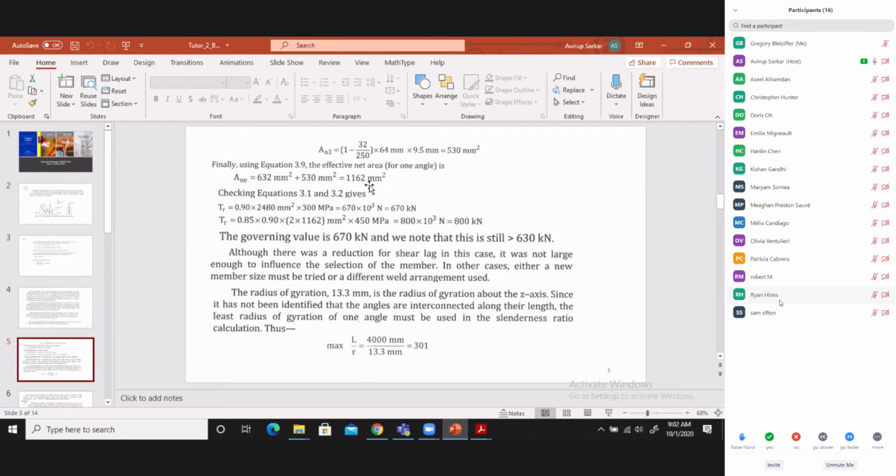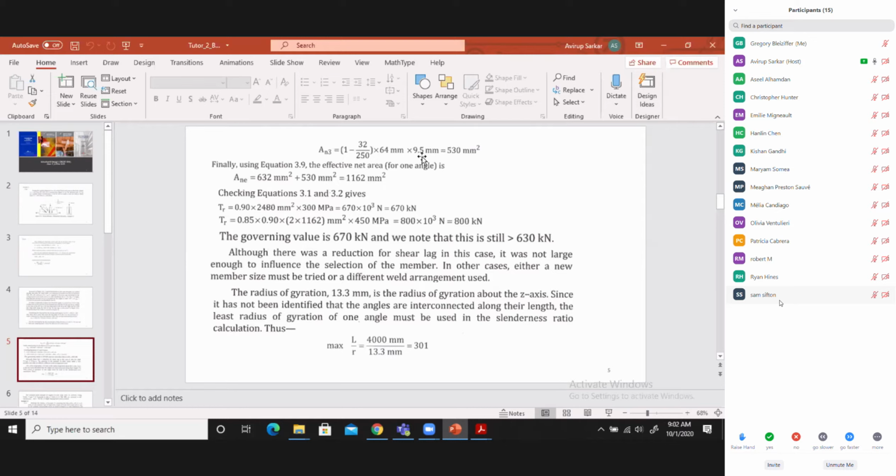So the effective area of the leg on this side is going to be given by this formula, that is 1 minus 32, which we have calculated here, divided by 250. Okay, and what is 250? 250 is the length of the welding which we have assumed on that side, multiplied by 64. And this 64 is the length of the leg multiplied by the thickness.